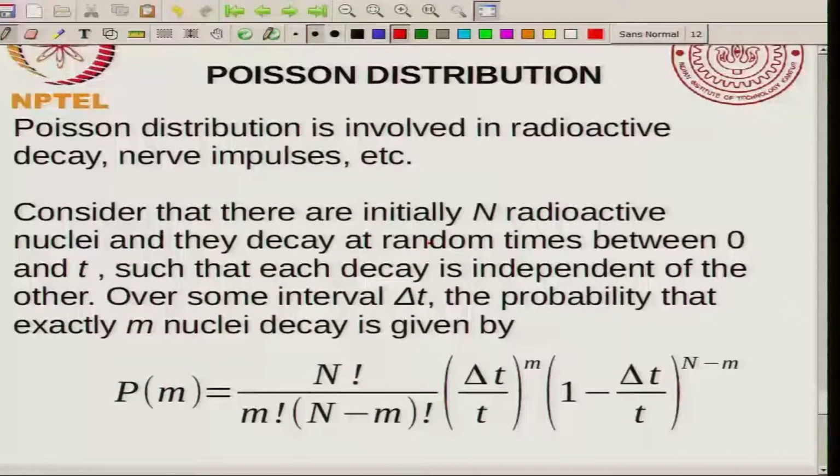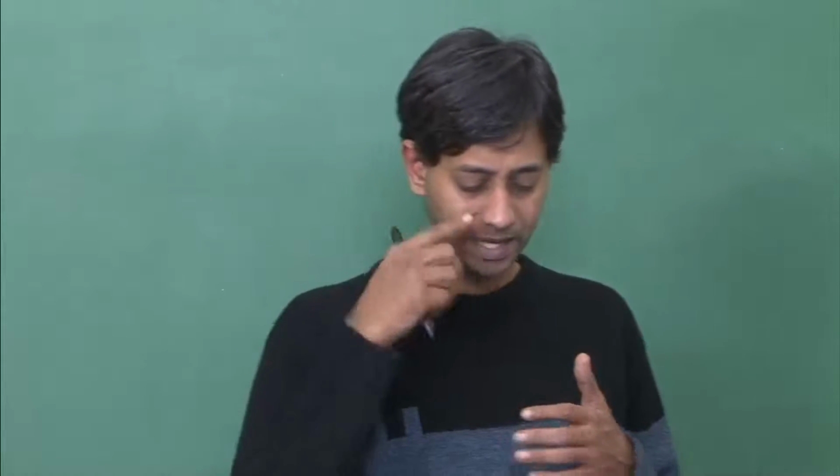It is also seen when you are analyzing nerve impulses, and we will just take an example. Suppose you consider initially that there are n radioactive nuclei, and these decay at random times between 0 and t, such that each decay is independent of the other. So, at time t equal to 0 you have n radioactive nuclei. Then what happens is, as time goes along, at some point one of the nuclei will decay, at another point some other nuclei will decay, and this goes on, and each nucleus is decaying independent of each other.